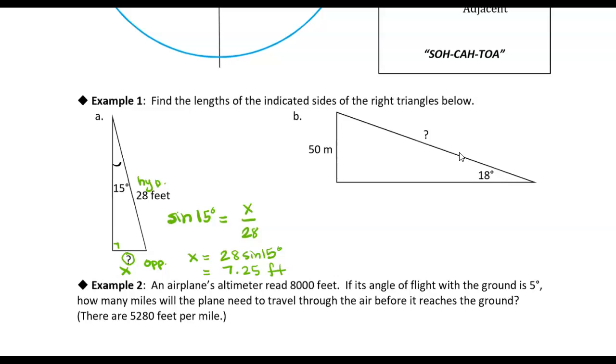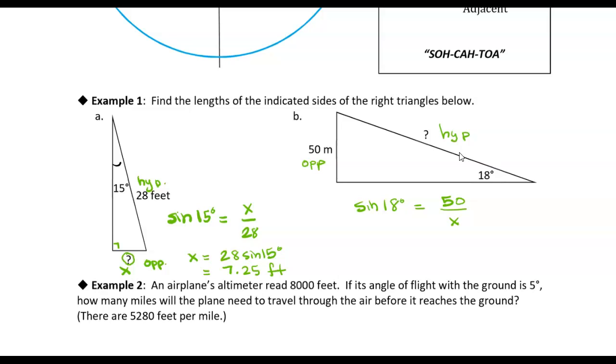All right, so this is just another example. Again, we have an angle, 18 degrees. We're given the opposite side this time, and we want to calculate the hypotenuse. So we want to find the trig function that involves opposite and hypotenuse, which is sine. So I can say that sine of 18 degrees is equal to opposite, 50, over the hypotenuse, which I'm going to just call x.